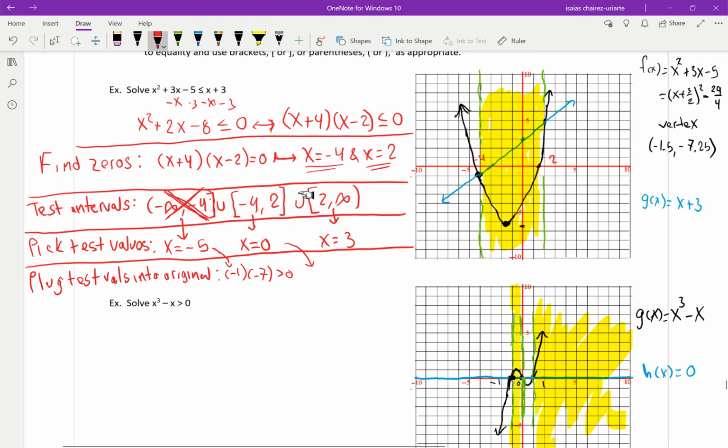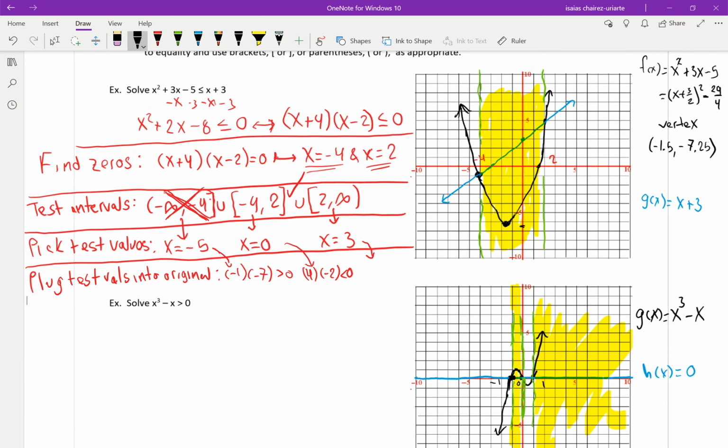So if I plug in 0 into the original inequality, and remember, I'm plugging it into the factor form, I would have 4 times negative 2, and well, that's negative 8, which is less than 0. So that's good. What that says is that this interval satisfies my inequality. So the interval negative 4 to 2 satisfies my inequality. That one works.